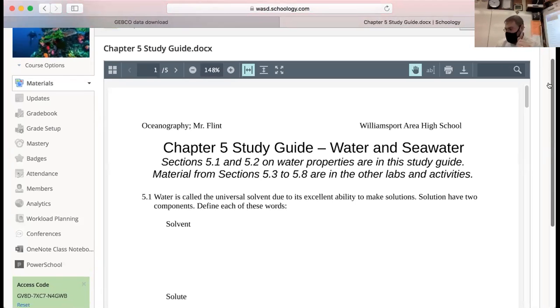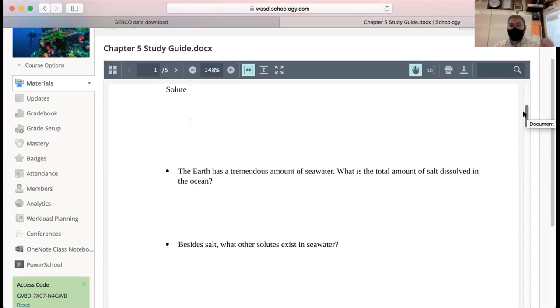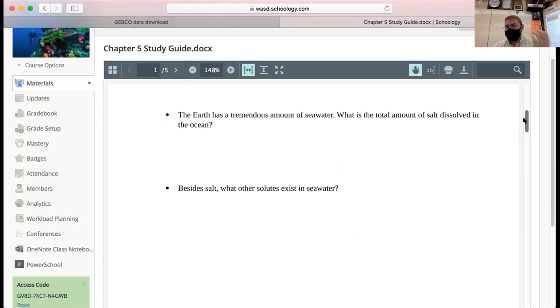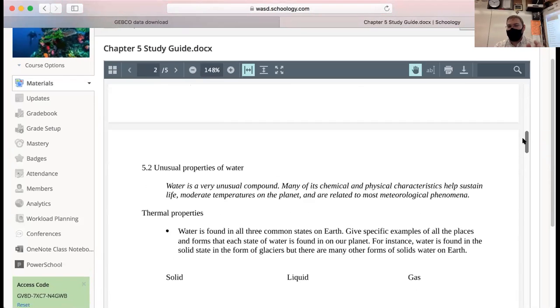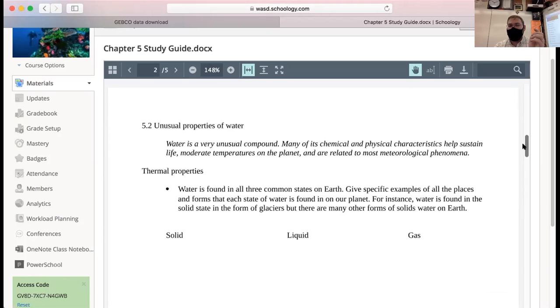All right. Sections 1 and 2 of chapter 5 in the book have some basic concepts about properties of water, how much salt there is in the ocean, and what other solutes exist in seawater. You get some time to look through sections 1 and 2.